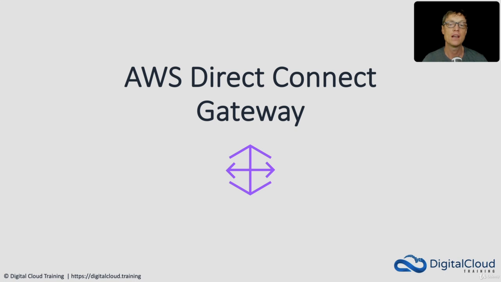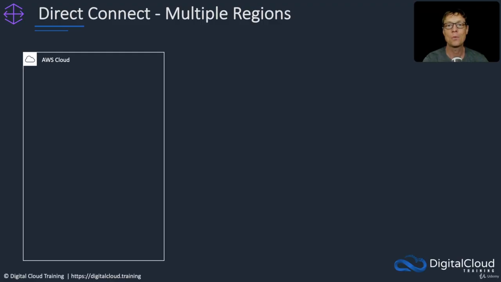Welcome to this lesson. In this lesson, I'm going to cover AWS Direct Connect Gateway. Now, the best way to understand the benefits of Direct Connect Gateway is to have a look at an architecture where we don't use it and how complex it can get. And then we're going to look at when we use Direct Connect Gateway and how it can solve some problems.